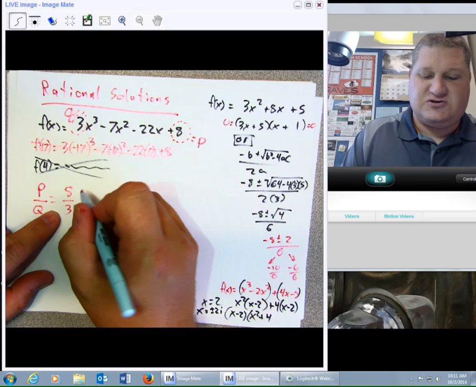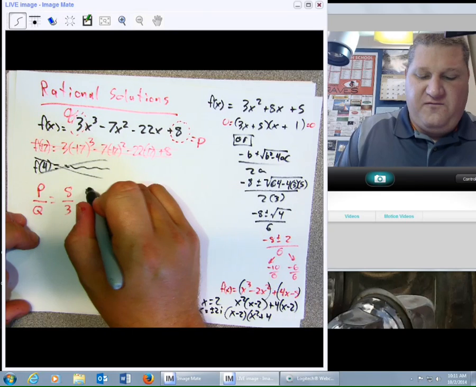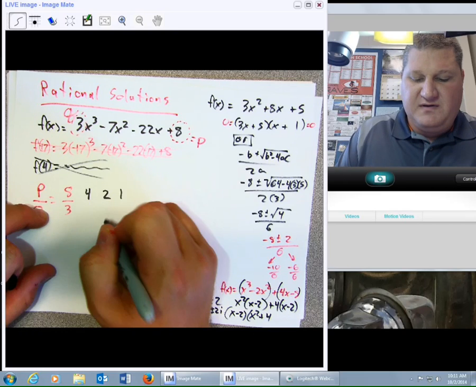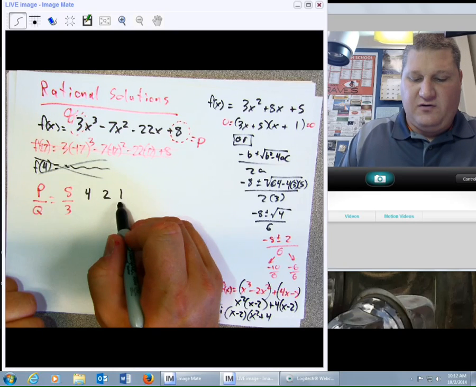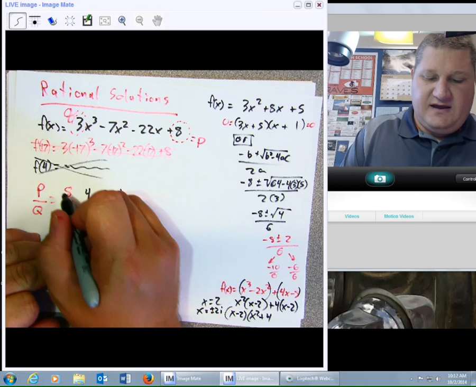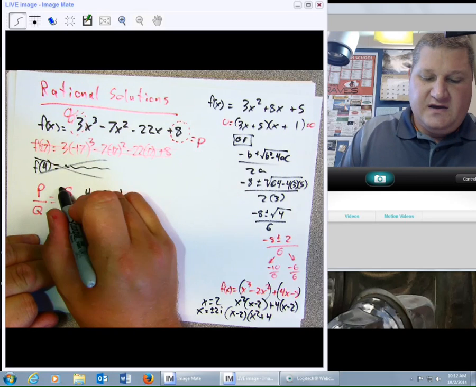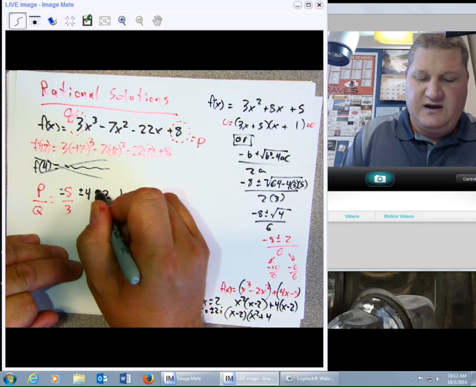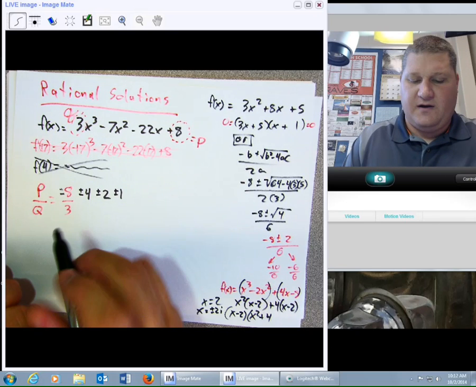So it could be 8. Could be 4. Could be 2. Could be 1. All of these things make 8. 2 times 4 is 8. 1 times 8 is 8. And it could be, just like up here, depending on your signage, a positive 8 or a negative 8, a positive 4 or a negative 4, a positive 2 or a negative 2, a positive 1 or a negative 1. But that only takes into account the p's.